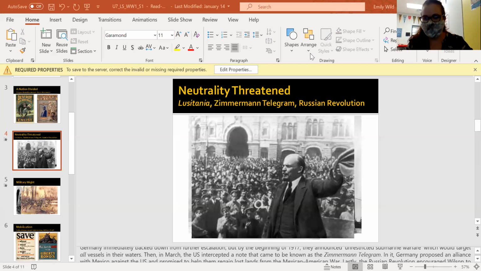There are other things that lead to Americans' neutrality being threatened. The next most notable thing is the Zimmermann telegram. In the Zimmermann telegram, Germany proposed an alliance with Mexico against the United States. And as we know, Mexico is the United States' neighboring country to the south.